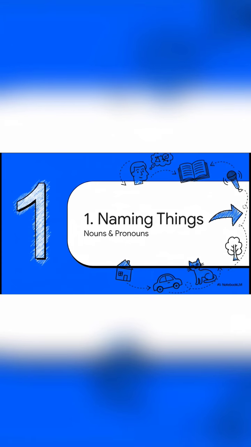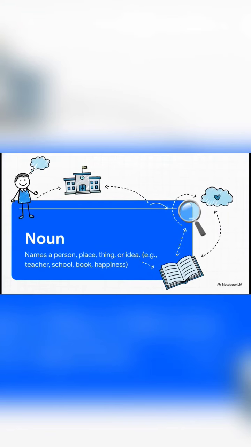To build any sentence, you have to be talking about something or someone, right? You need a subject, and that is the job of nouns and pronouns. First up, we've got the noun. This is the one most of us probably remember from school. It's super simple. It just gives a name to a person, a place, a thing, or even an abstract idea. So, words like teacher, school, book, or even a feeling like happiness, yep, those are all nouns.